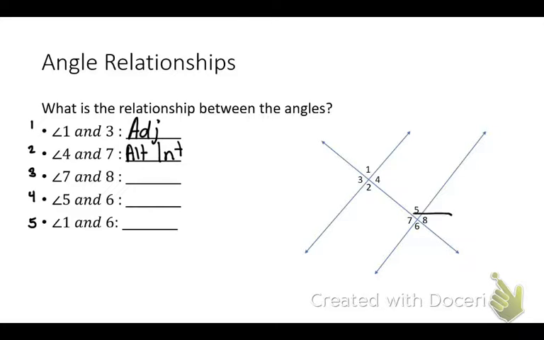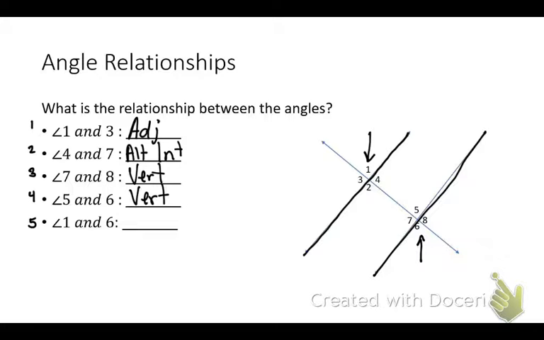All right, 7 and 8. What do you notice about their location with each other? They're across, so that means they're vertical. Okay, what about 5 and 6? They are also vertical. All right, what about 1 and 6? They relate to the parallel lines. One is outside, and the other is on the other side of the transversal, outside the parallel lines. That means alternate exterior.